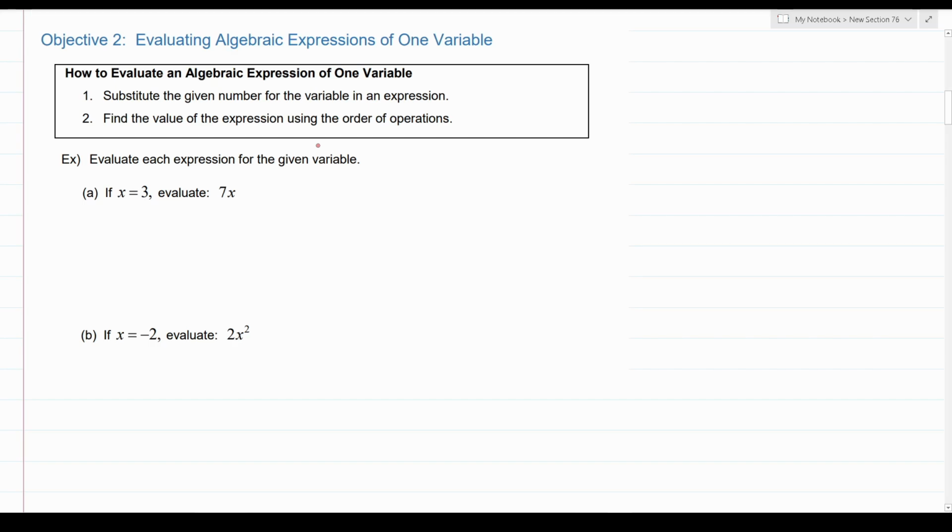All right, so now that we know those definitions, let's go ahead and work on Objective 2 here. As you can see, that's in regard to evaluating algebraic expressions that have one variable. And there are two steps to doing that. The first one is substitute the given number for the variable in an expression. And after that, you find the value of the expression using the order of operations. Again, the order of operations are best remembered by the acronym PEMDAS.